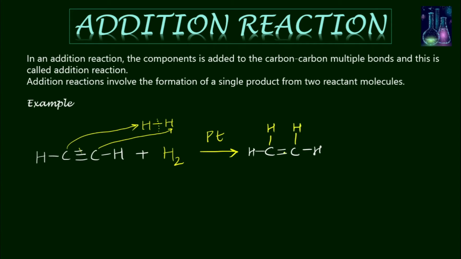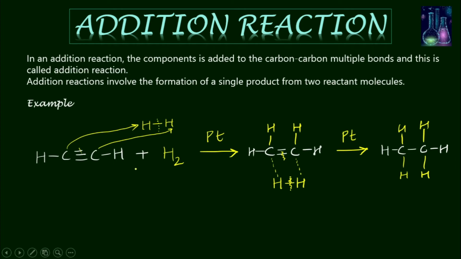This results in ethene. If the reaction is allowed to carry on further, in the presence of palladium or platinum catalyst, another molecule of hydrogen is added across the carbon-carbon double bond. This bond breaks over here, and the resultant molecule is ethane. So here hydrogen is added across a carbon-carbon multiple bond. So this is a standard example of addition reaction.